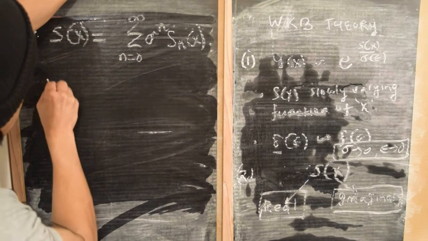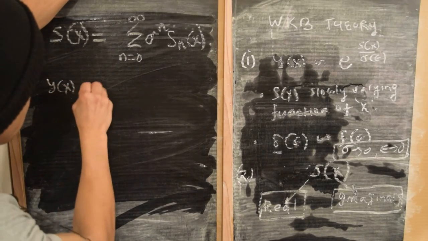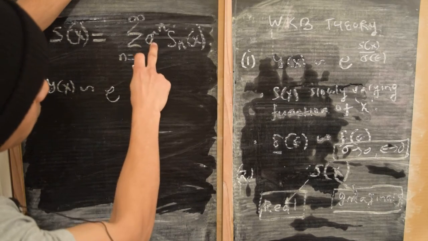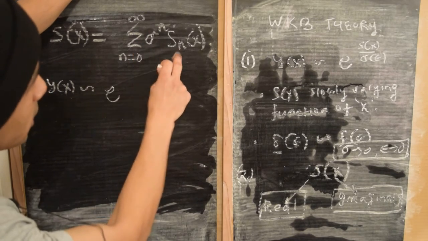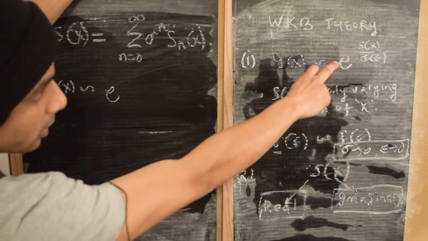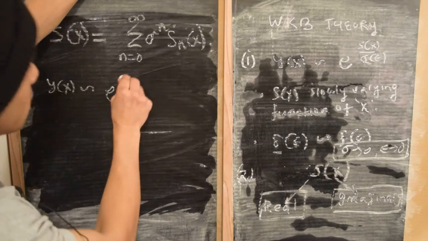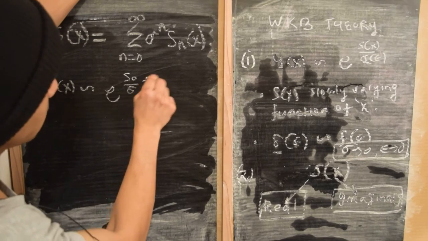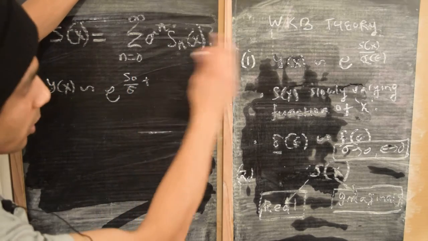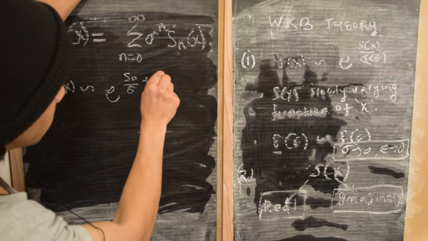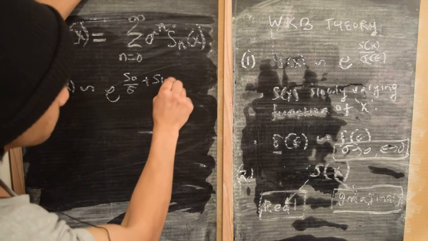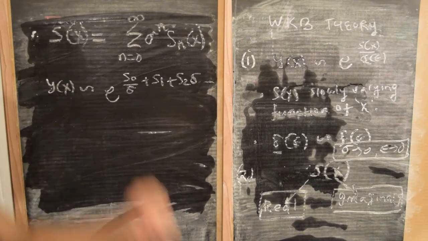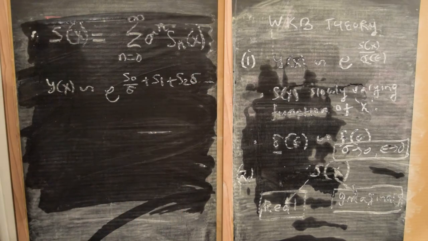In that case, the ansatz that we are making looks like the exponential of, when n is 0, delta to the power of 0 times S naught, but there's a 1 over delta appearing here. So the series looks like S naught divided by delta plus S1 plus S2 delta and so on, higher order terms, where S naught, S1, S2 are all functions of x which we need to figure out. So in principle this is the ansatz that we are making.